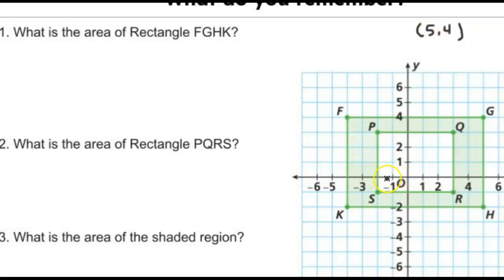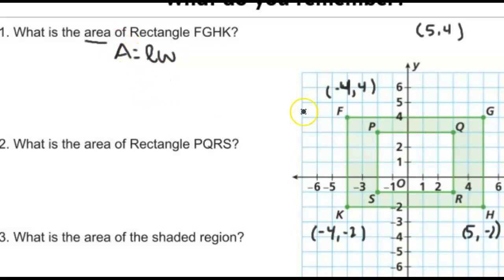F. I run backwards to -4 and I jump to 4. For K, I run backwards to -4 and I fall to -2. For H, I run forwards to 5 and I fall to -2. And we're finding the area. So that means we're taking area equals length times width. So let's find this out.